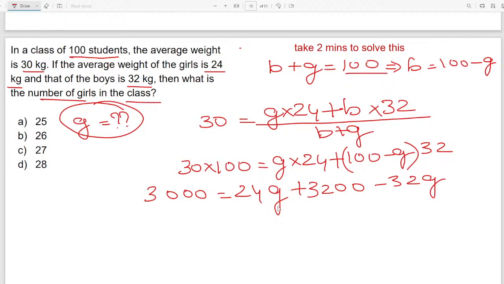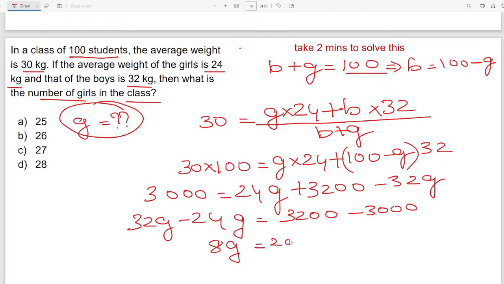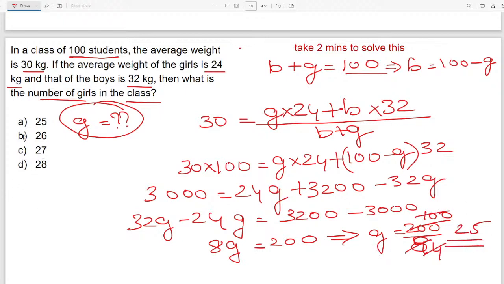And I would move 32G to that side. 32G minus 24G is equal to 3200 minus 3000. This is 8G is equal to 200. This implies G is equal to 200 by 8. 4 2s are 8, 2 4s are 200, 25. The number of girls is 25. G is equal to 25.